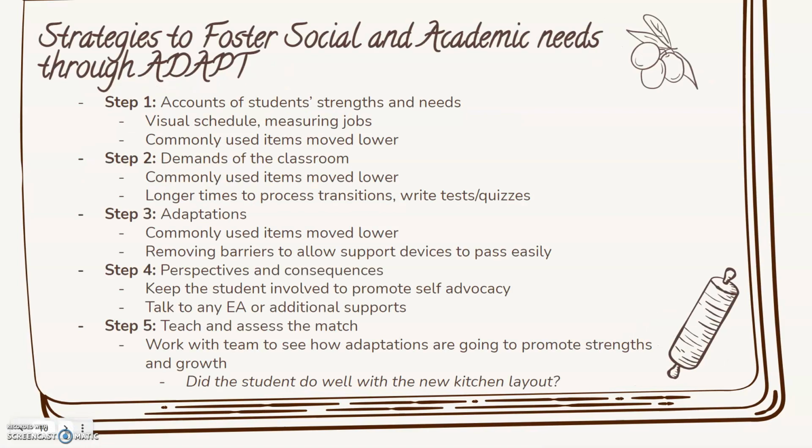Using ADAPT, educators can expand on these steps to foster social and academic needs in the classroom. Step 1 accounts for students' strengths and needs. This could look like taking a student's visual strengths and creating visual schedules or recipes for the student to follow. It could also include moving items lower to account for the strength in mobility a student may have.